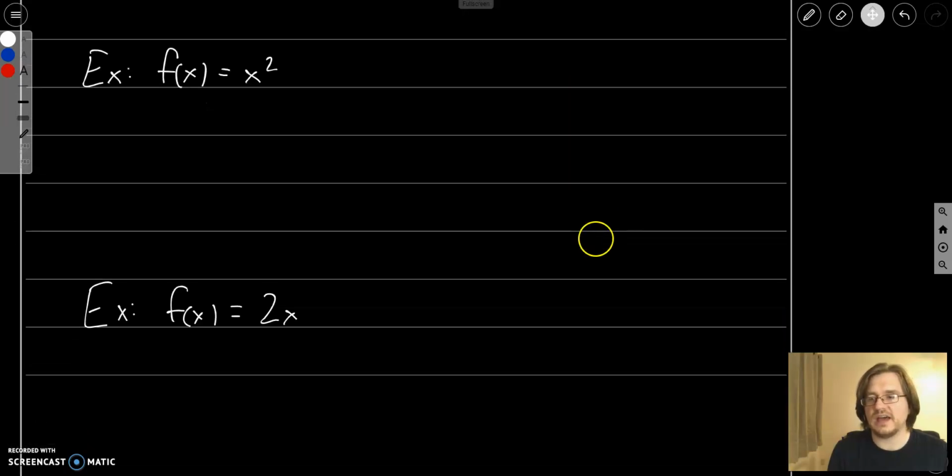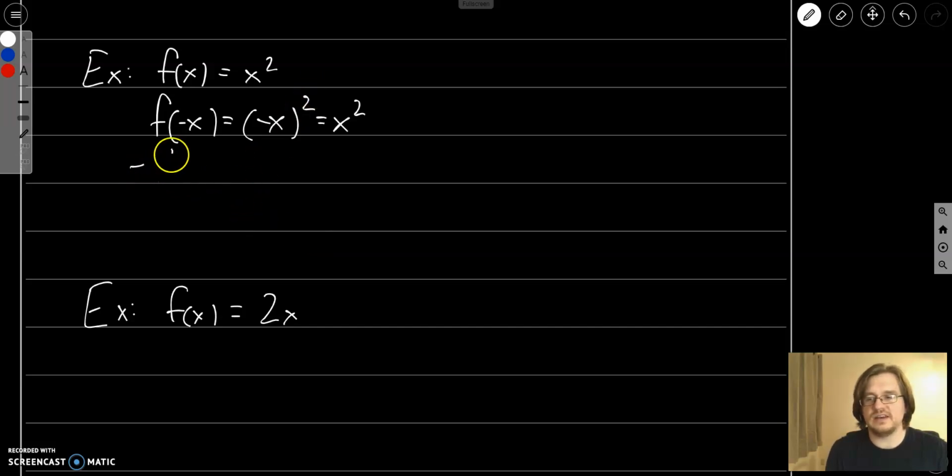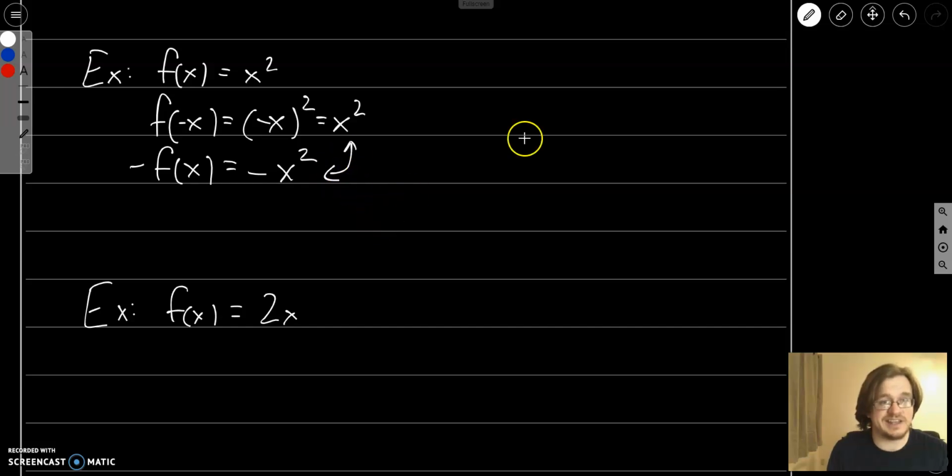So here we have f of x is equal to x squared. So one thing that we want to check is f of negative x. And we already did this calculation before. This is negative x squared. Negative signs cancel. And then the next thing I want to do is look at negative f of x. Well, negative f of x is just going to be negative x squared. And we see that these two are not equal.